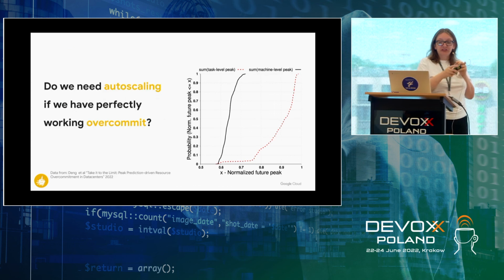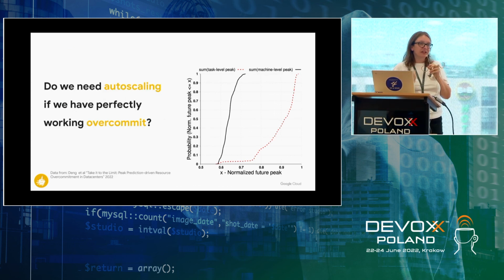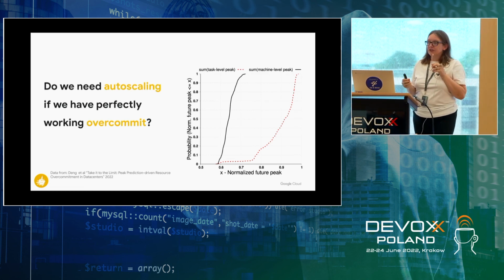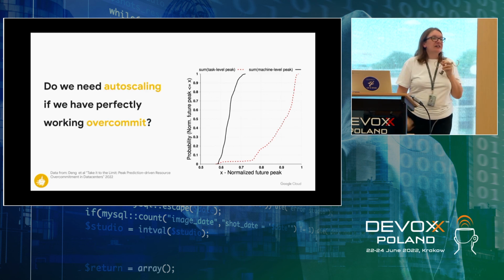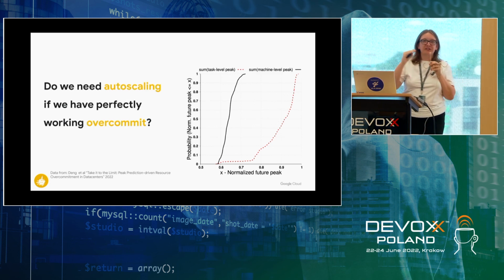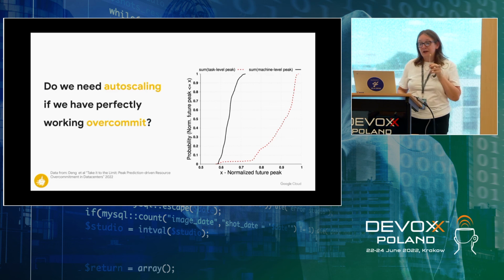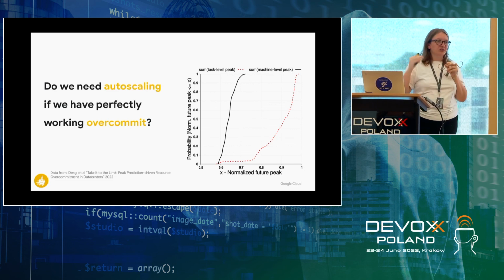Okay, so do we really need autoscaling if we have perfectly working overcommit? Well, those things are related, but very subtly different. Autoscaling is about making the decision about the specific size of tasks for this service, and overcommit is more about making the usage of the machine more efficient.